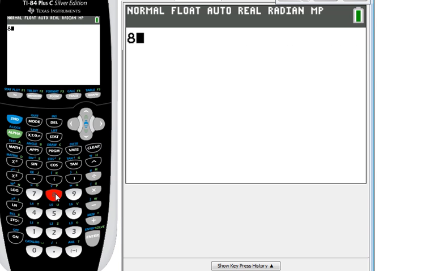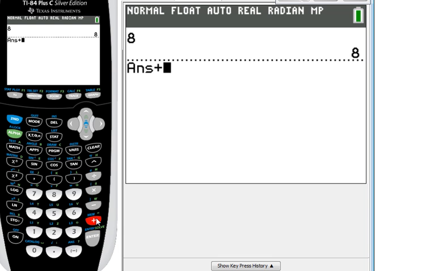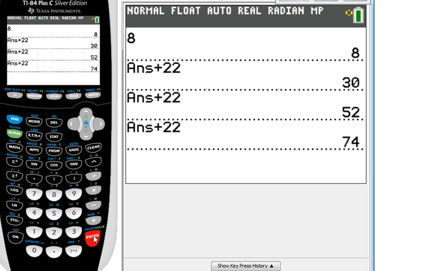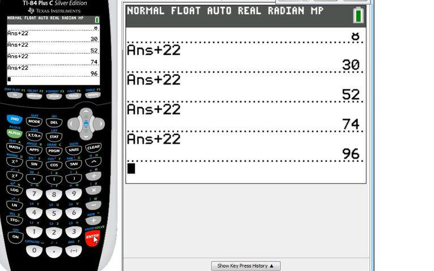Start with 8. Make sure you hit enter. Now, plus sign. Hold on a second, I got to erase that. Okay. Plus sign, 22. Enter. Enter. Enter. Enter. That should be 5 terms. 8, 30, 52, 74, and 96.